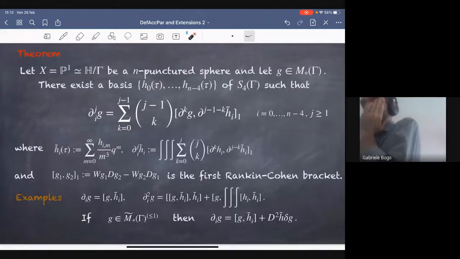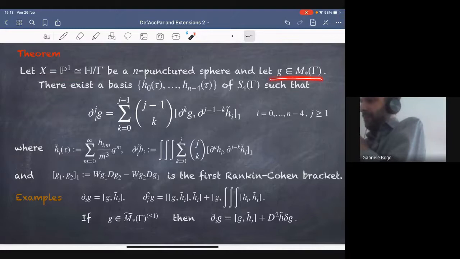So this is the answer to the question I asked at the beginning. Which behavior have the higher terms in the expansion of the solution of the differential equation in terms of derivation on the accessory parameters? So we have a punctured sphere as before.